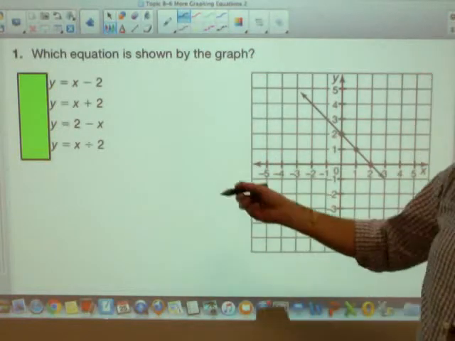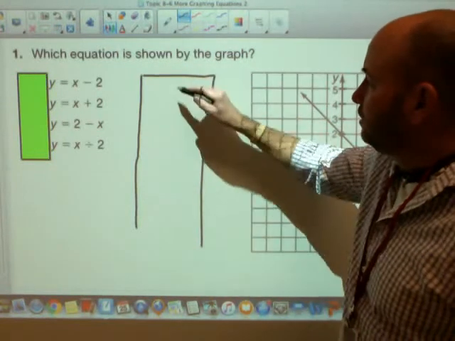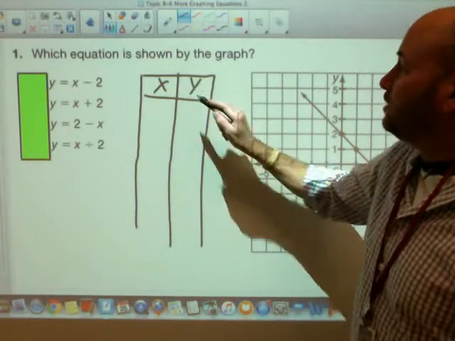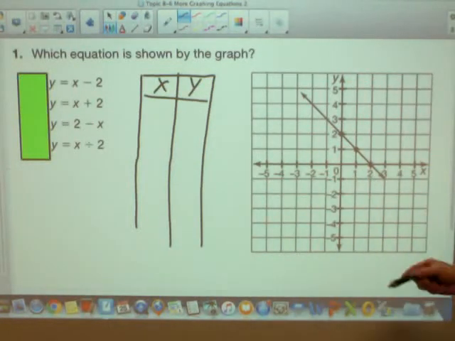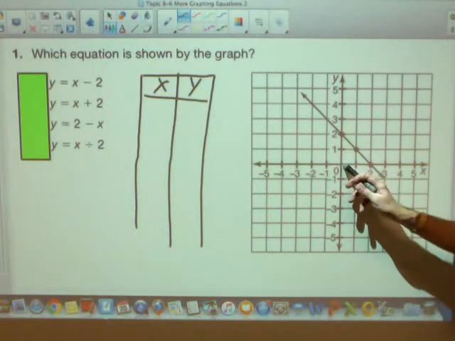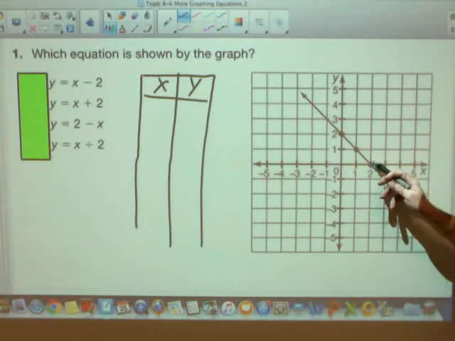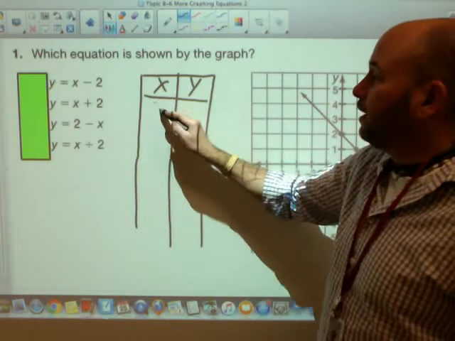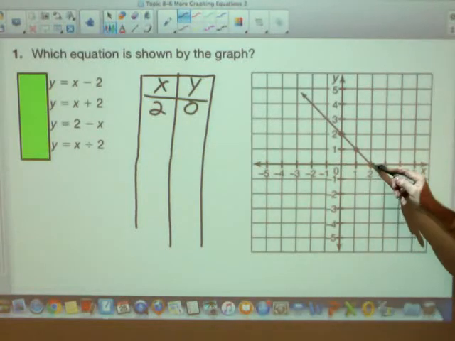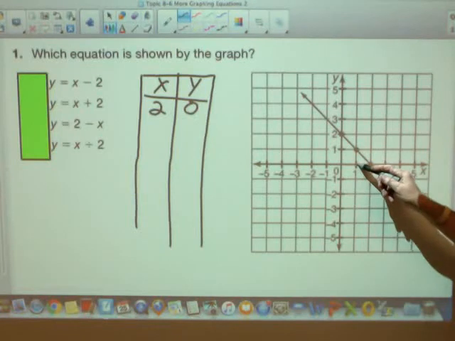Well, the first thing that I recommend is that you make a table when you solve this, okay? And you're going to get your x and y values from over here. Well, my first x, y value I'm going to use is going to be (2, 0). So my x value will be 2, and 0 will be my y value. Come over 2, don't go anywhere. Then I'm going to use the value of (3, 1).